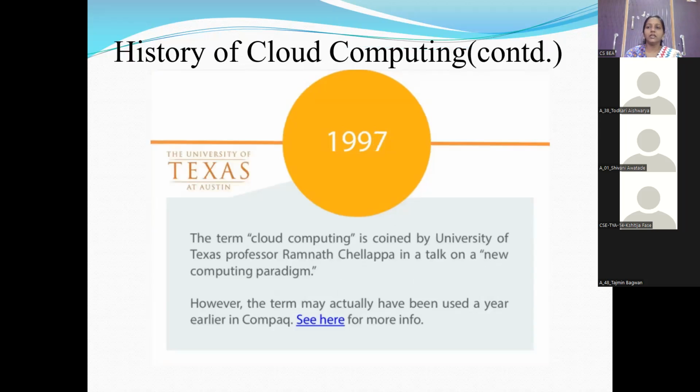Then in the year 1997, the term cloud computing was coined by University of Texas professor Ramanatha Chellappa in a talk on a new computing paradigm. So this idea of cloud computing came from this particular professor, Ramanatha Chellappa, at the University of Texas.